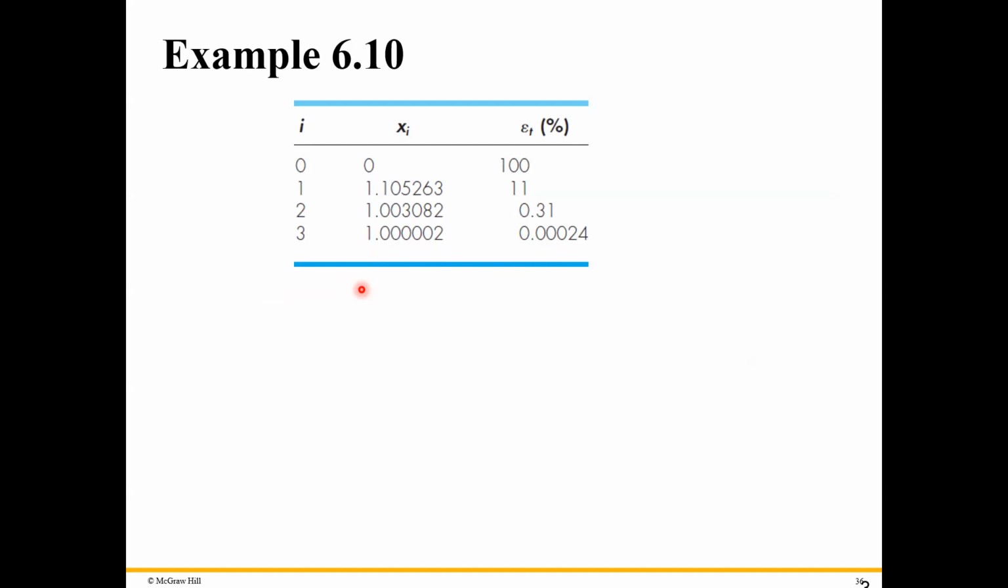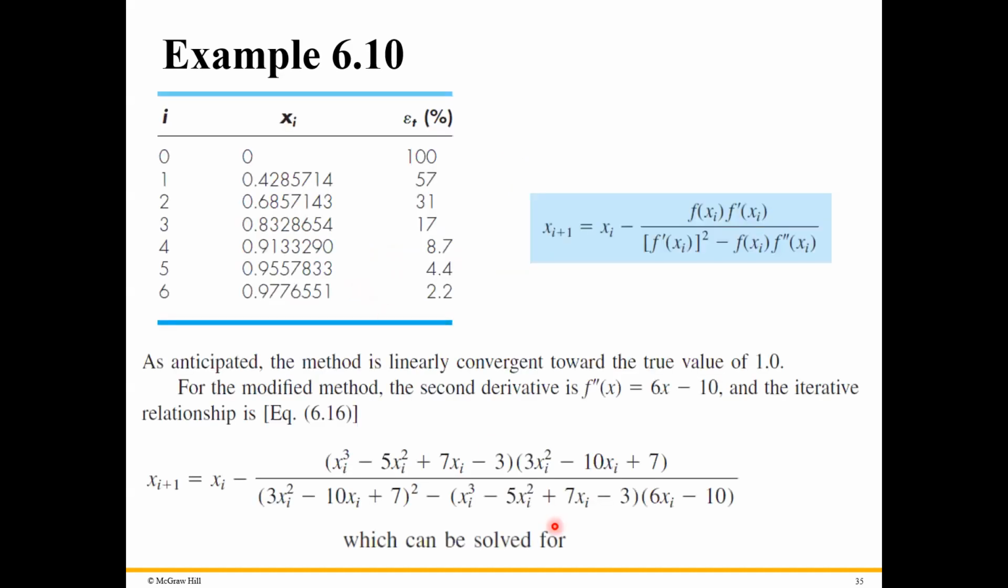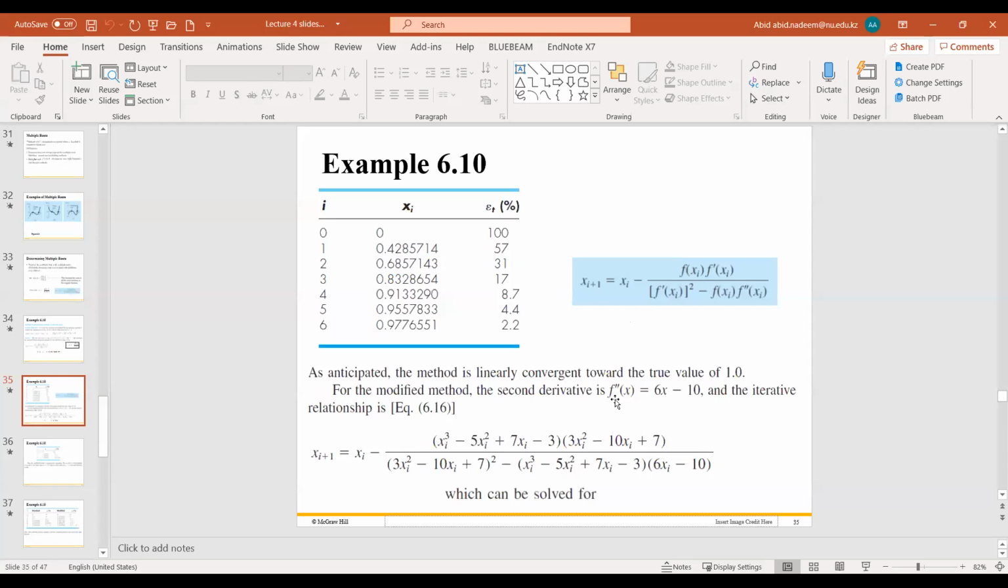Could you show again the modified version one? Yes, so this is the modified iteration method equation.